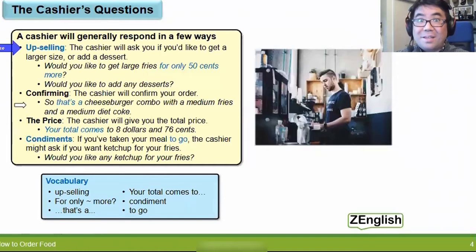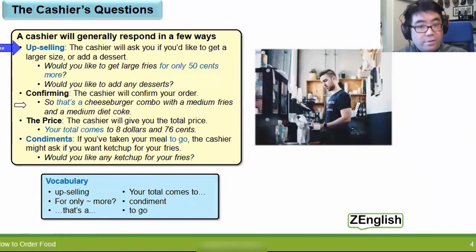If you've been to an electronics store, they might try to sell you insurance. That's upselling as well. So, you just bought a new iPhone. Would you like to have some insurance for that in case it breaks, right? Happens pretty commonly. All right, so that's upselling. And they'll say something like that. Would you like to get large fries for only 50 cents more?